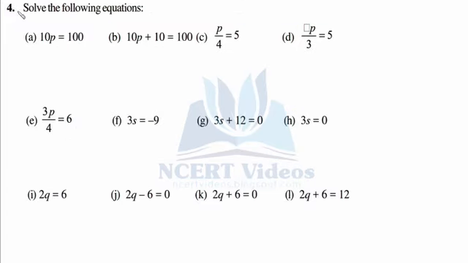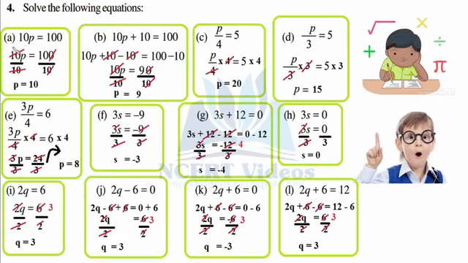Question 4: Solve the following equations. In this, we will not write those dividing by or multiplying by, we will straight away apply them. So here we go. A: 10p equals 100. Now we will not write those things like adding or subtracting or division or multiplication. You have to do it in your mind only.